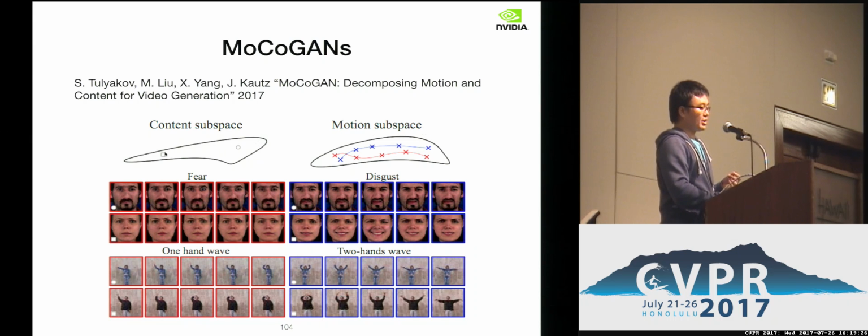One is that now you fix the content, but use a different trajectory. You can synthesize the same person doing different expressions. For one trajectory it can be fear, for another it can be disgust. And also, if you fix the motion trajectory but have a different content, you can synthesize different people performing the same expression. So you get these additional benefits by performing this content and motion separation.